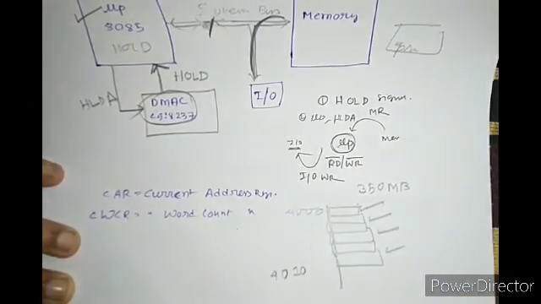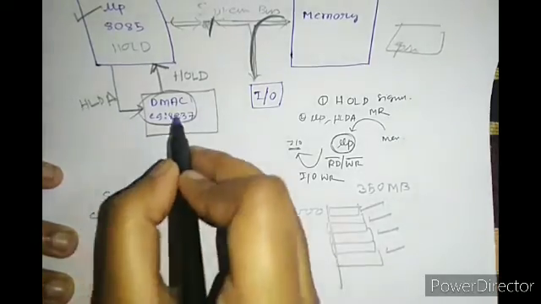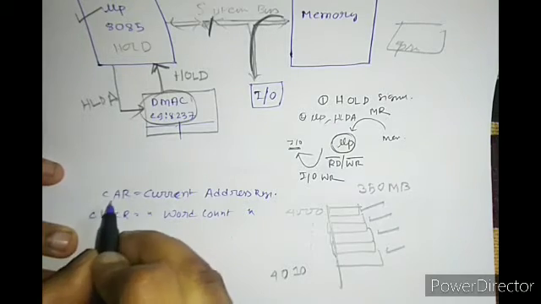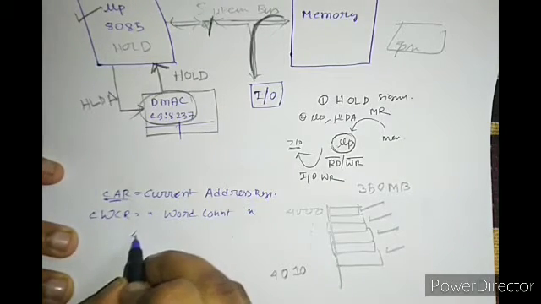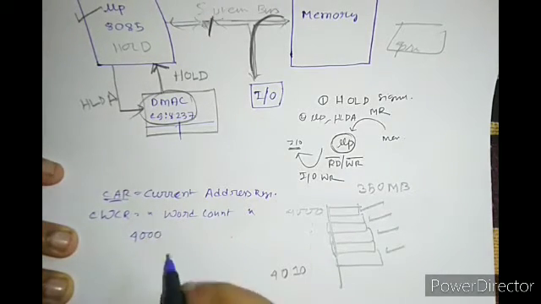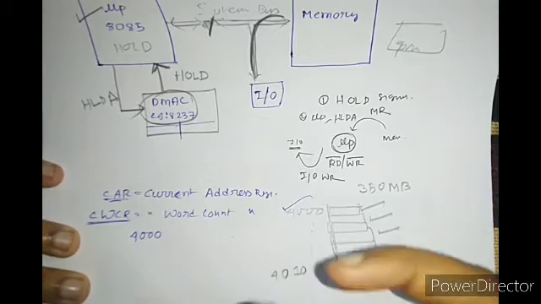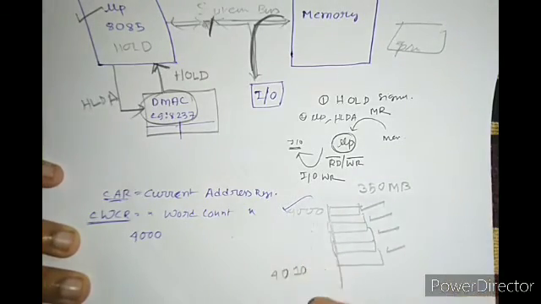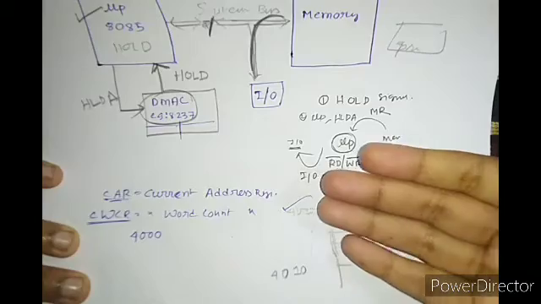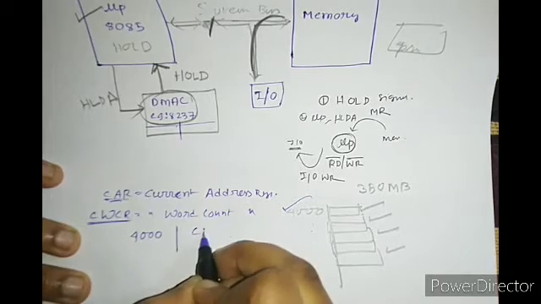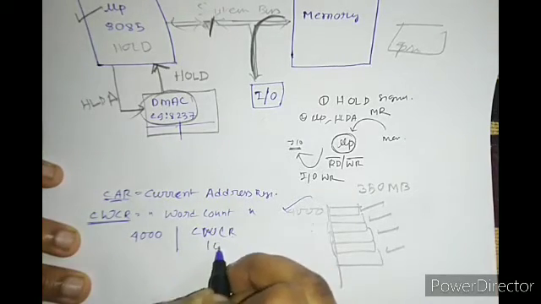When you say I want to print, MUP will initialize these two registers. How? In CAR, it will store 4000, the initial address, and in CWCR, it will store the count. How many places does the file consume, how many boxes? 10. So CWCR will be 10.